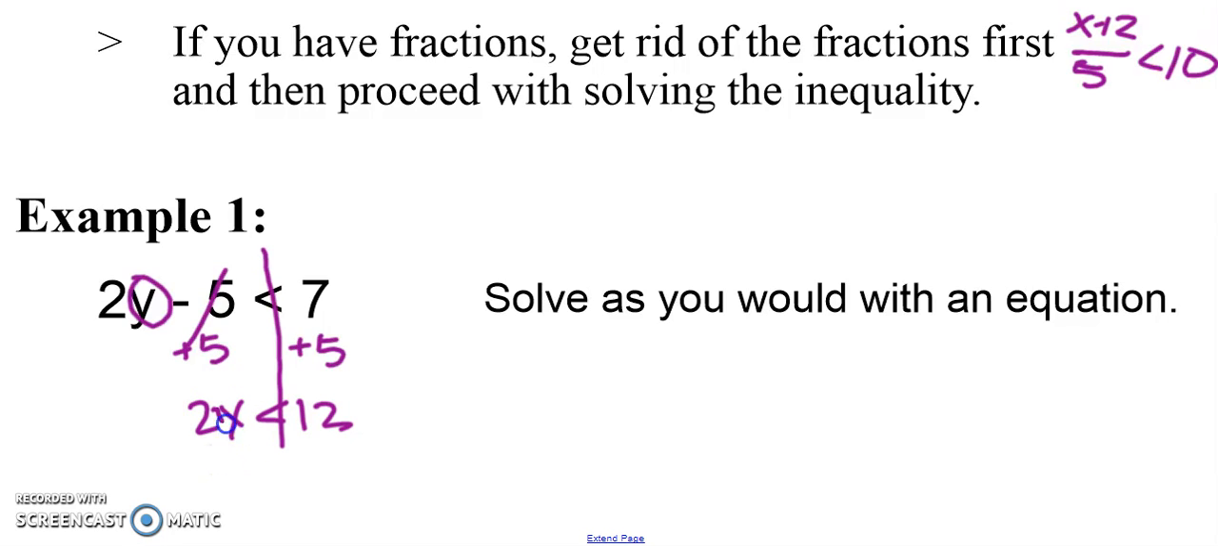Then I would be dividing by 2, and I'm left with y is less than 6. And I could go on to graph this, similar to what we did on the previous page.